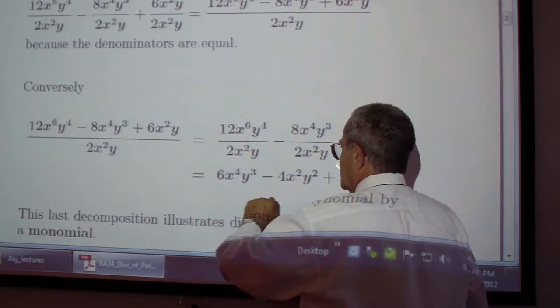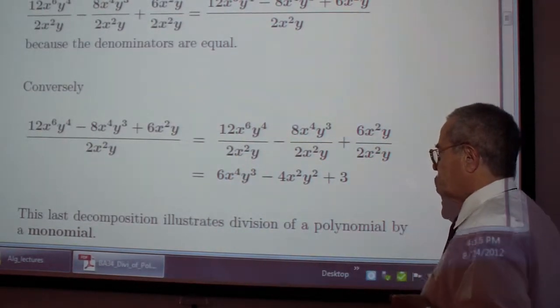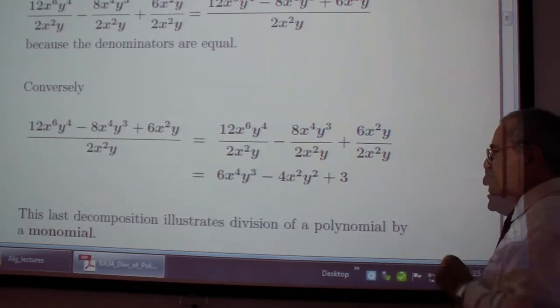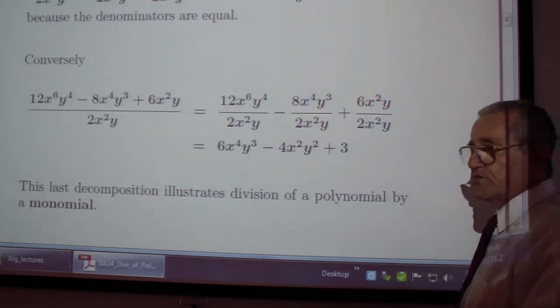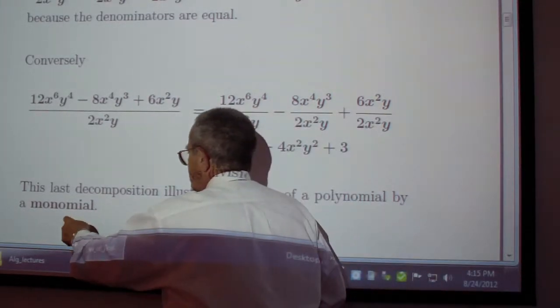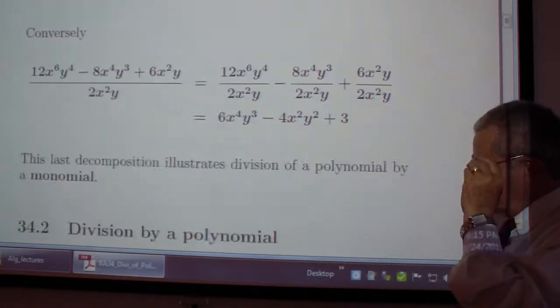Like x to the 6 over x squared is x to the 4, and so on. This last decomposition illustrates division of a polynomial by a monomial. Just a monomial. Do it this way.